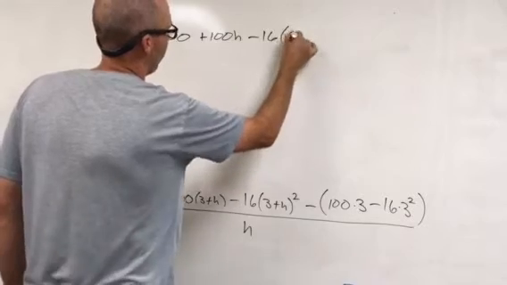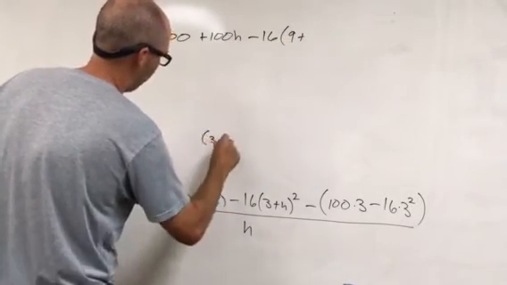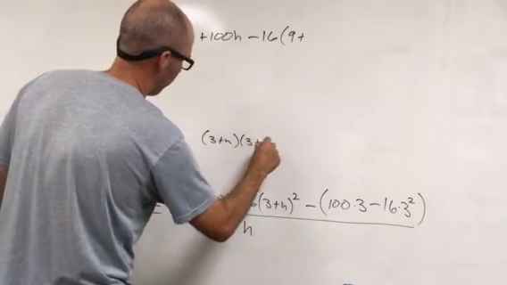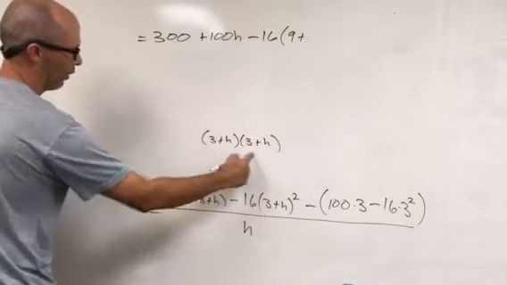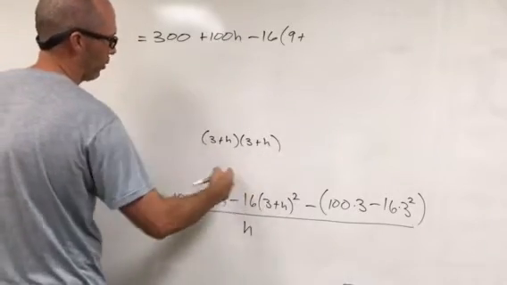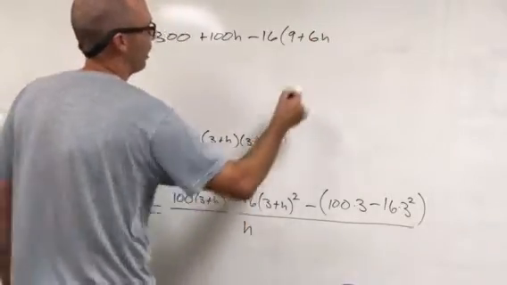Let's see, that's going to be a 9 plus... let's look at this. 3 plus h, 3 plus h, I think foiling here. Let's see, that's a 9 first. Outer, 3h plus 3h is a 6h, plus h squared.